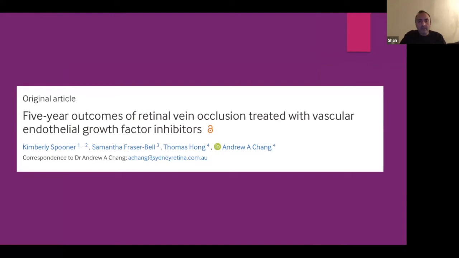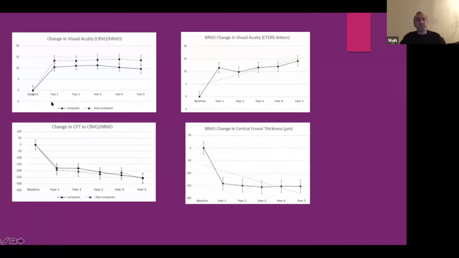Right, and this is the 5-year outcomes of vein occlusion with anti-VEGF therapy. So this tells you really what you need to know in a snapshot. Essentially, if you're going to improve your vision, you will do so within the first year. And after year 1, really all you're doing is maintaining your vision. And if you don't treat, the vision goes down again. Central retinal thickness is similar: most of the drop in central thickness in vein occlusion, whichever type it is, happens in the first year, then it tails off.